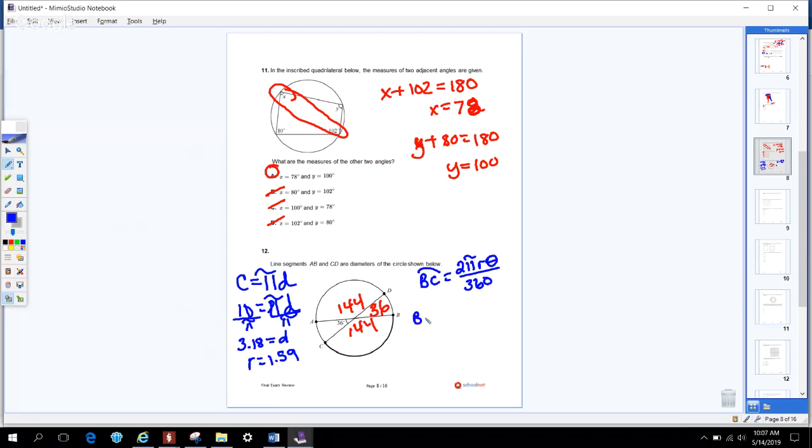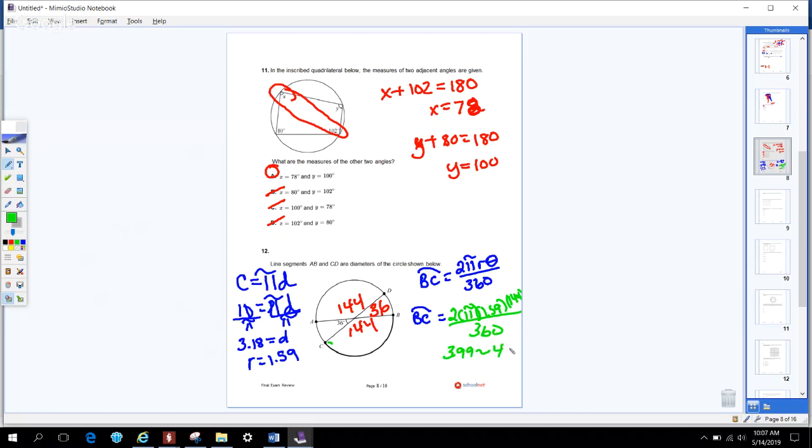So now I can use that information in my formula. I've got 2 times pi times my radius, which is 1.59, times my angle that someone said was 144, that's correct, all divided by 360. 2 times pi times 1.59 times 144 divided by 360 gives you 3.99, so we can round that to 4.